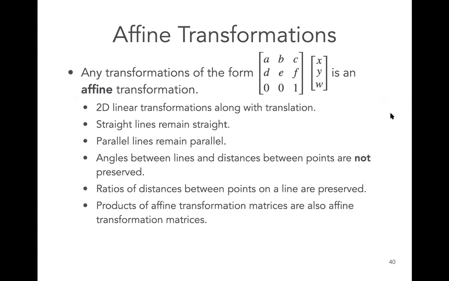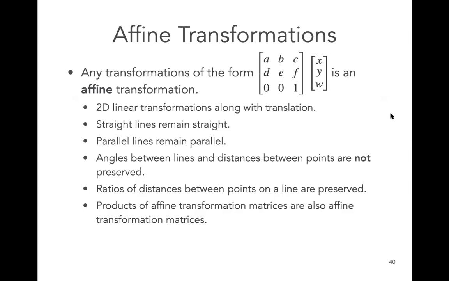Then this class of transformations are affine transformations. So what affine transformations are, these are 2D linear transformations along with translations. So some properties: straight lines remain straight, parallel lines remain parallel, angles between lines and distances between points are not preserved. So distances between points are not preserved because we can scale them.